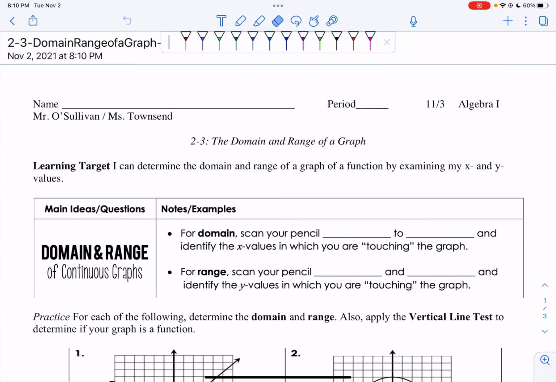Today we're going to be looking at lesson 2-3, the domain and range of a graph. Today's learning target is, I can determine the domain and range of a graph of a function by examining my x and y values.